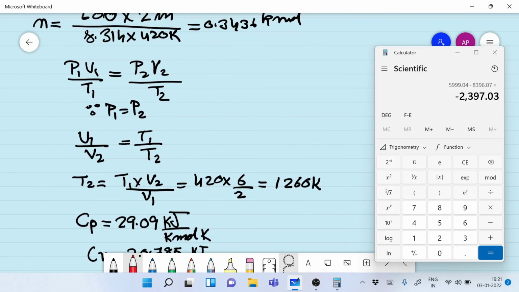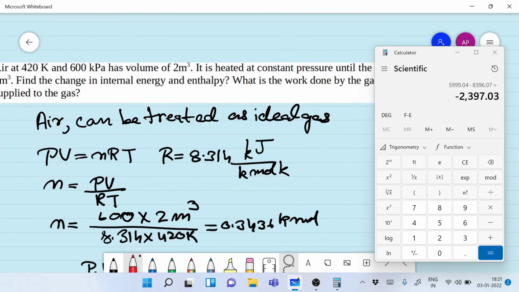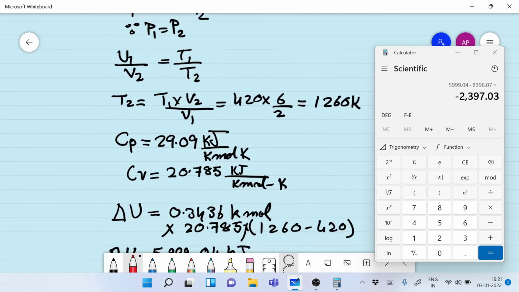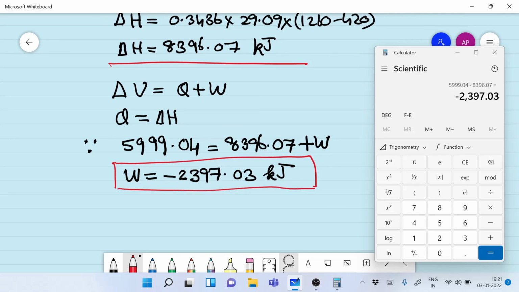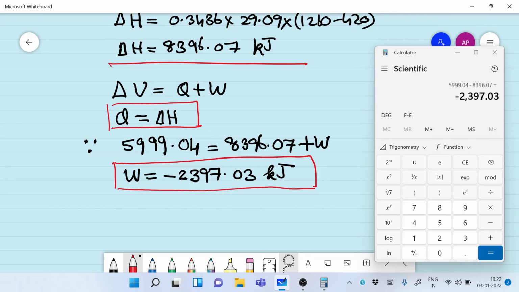Now as you can see here, the volume is expanding. So work is done by the gas and we get it as a negative quantity. Since this is a constant pressure process, as we have already mentioned, the heat given is equal to the change in enthalpy. So the heat given is 8396.07 kilojoule.